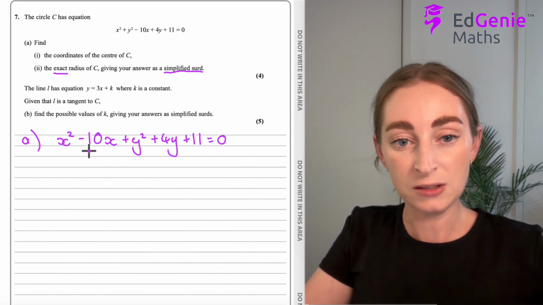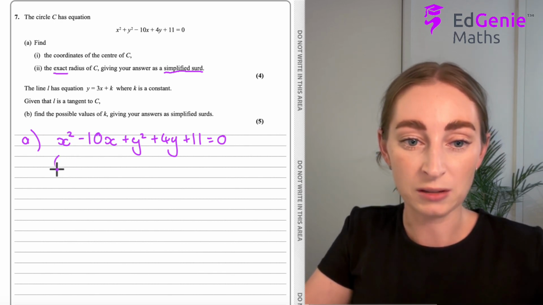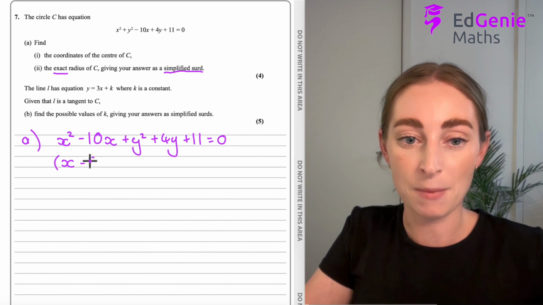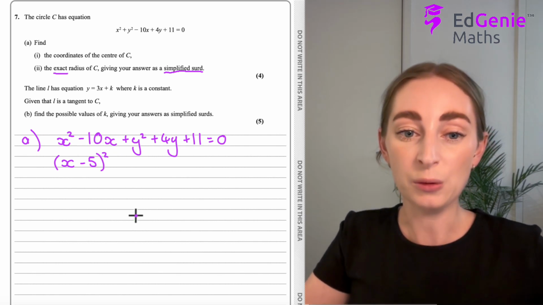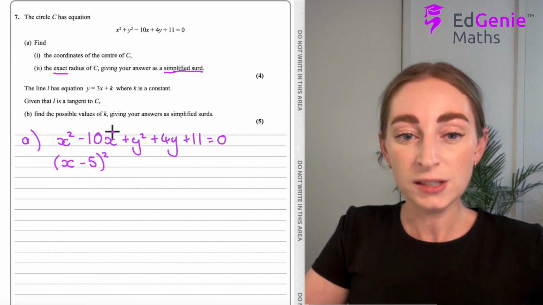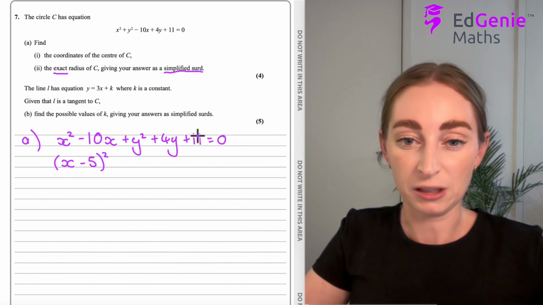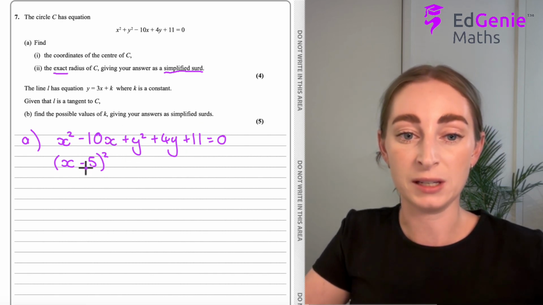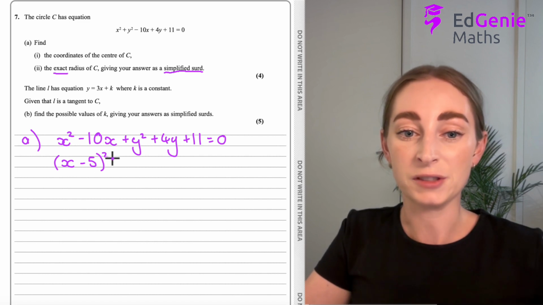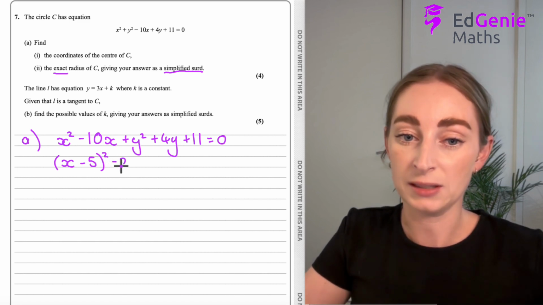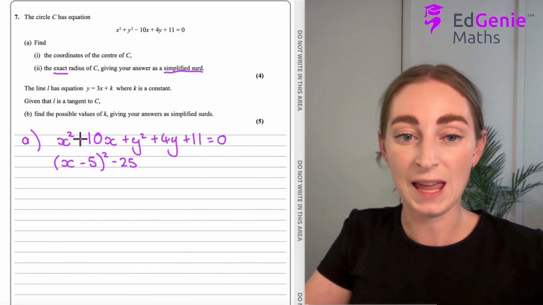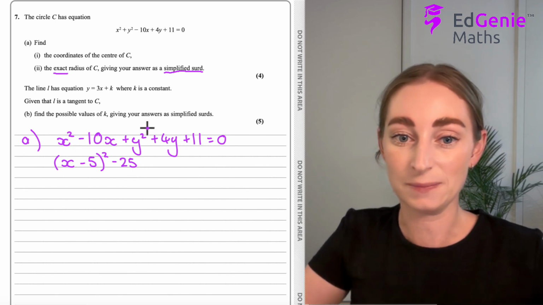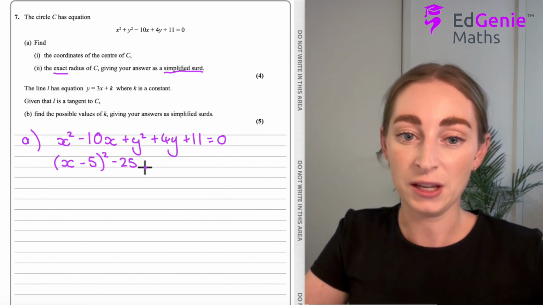So let's complete the square for these two terms, and we are going to get x minus 5, half of negative 10, all squared. I want to get the constant to 0, so don't worry about the 11, we'll deal with that later. Negative 5 squared is 25, so I'm going to take away 25, so that this gives me just x squared minus 10x. Then, same thing with the y terms.